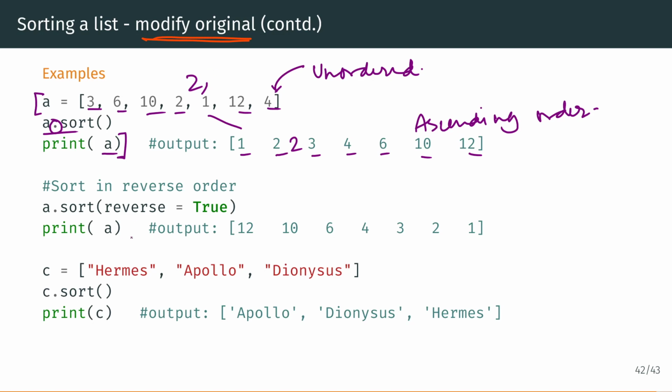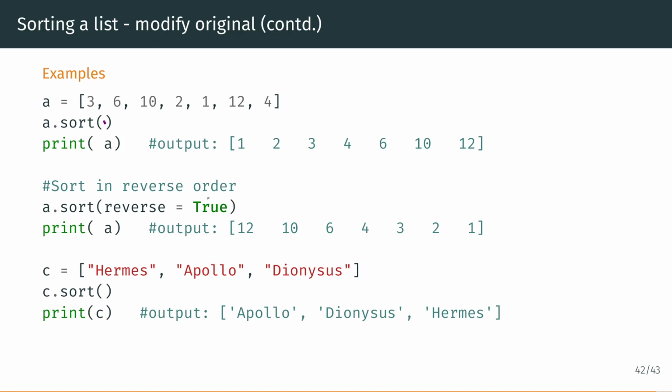Okay, you can also sort in reverse order. All you have to say is, in the parentheses right here, reverse equals true, and then it would output in descending or reverse order. So same array A, when we say sort with reverse, it would sort the array in reverse order. So it will say 12, 10, and so on, starting in descending order, from the largest all the way to the smallest.